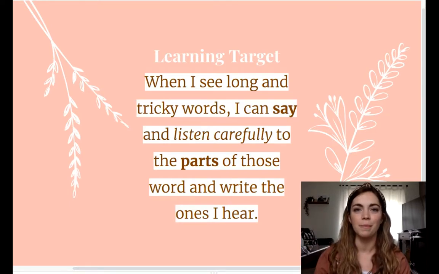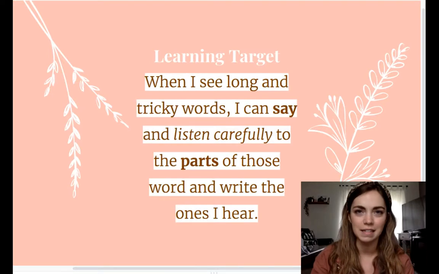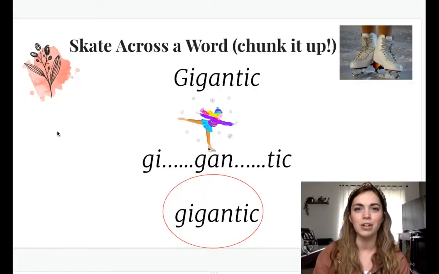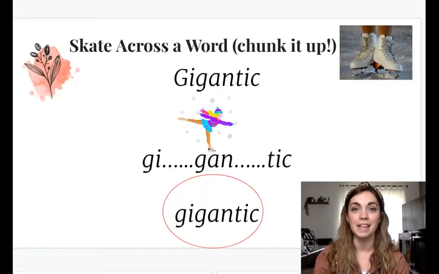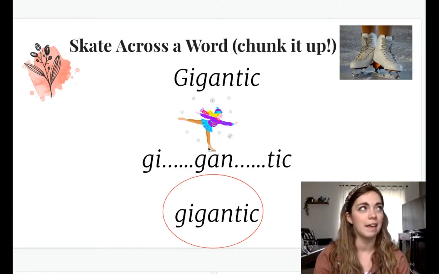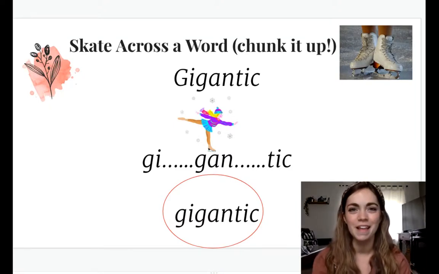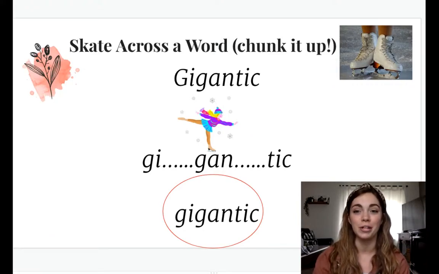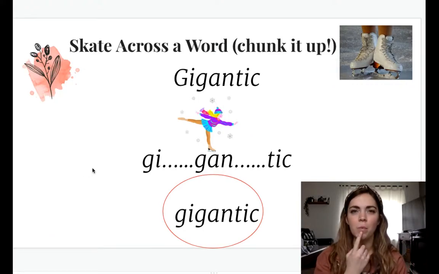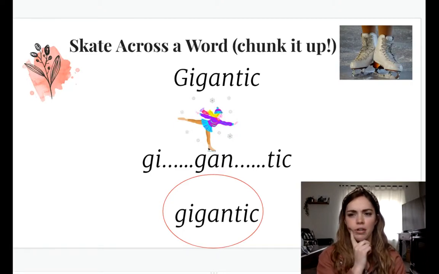But another term that we use is skating across a word. So we're going to skate across the word. We're going to try this out with the word gigantic. Gigantic is a big, gigantic word, and it can be kind of tricky to spell. So I'm going to show you the strategy of skating across a word to help you figure out how to spell it correctly. Okay, I want to spell the word gigantic, but it's a tricky word. Watch how I skate across it.